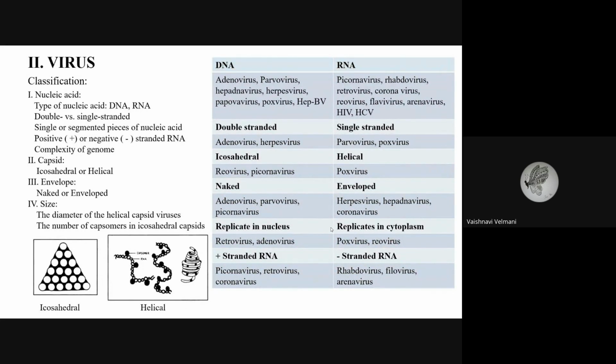And this next structure is the helical form. In the helical, we can measure the diameter. Based on the diameter of the helical capsid virus, we can also classify this. Generally, DNA viruses are double-stranded, icosahedral, naked, and replicate in the nucleus, whereas RNA viruses are just exactly opposite. But there are some exceptions in these cases also.